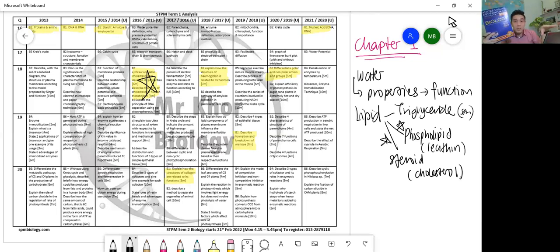STPM 2016 Sem 1. The one where I draw one star. Okay, this one. I draw one star. Get to know the functions, how to draw. I taught my students how to draw. So if you are not sure now, it's time to get used to the diagram.